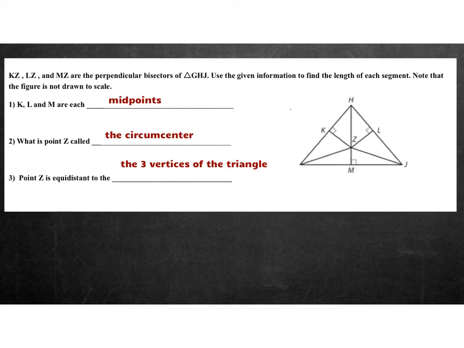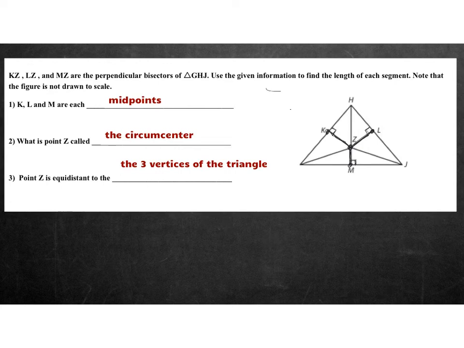This diagram, we have to understand all the different parts. So let's start at the beginning where it says that KZ, LZ, and MZ are the perpendicular bisectors. So let's pause and look at KZ, which is this length, and LZ, which is this length, and my MZ, which is this length. Those are the perpendicular bisectors of the triangle. So notice the right angle, notice the right angle, and notice the right angle. And notice that they all intersect at Z.